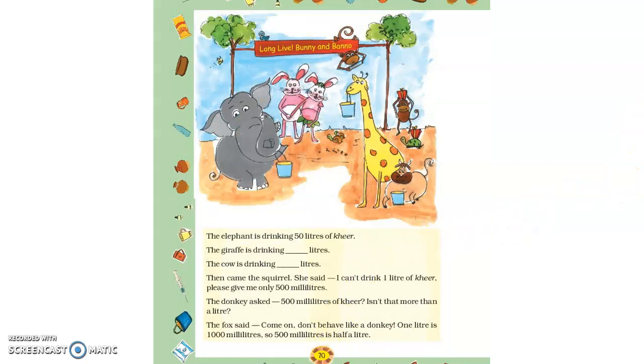Elephant is drinking 50 liters of kheer. Giraffe is drinking how many liters of kheer? The cow is drinking how many liters of kheer? Then the squirrel said, dusky.